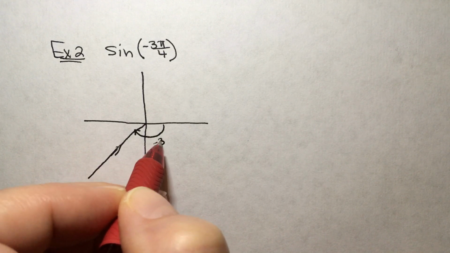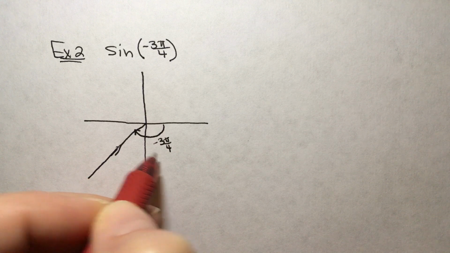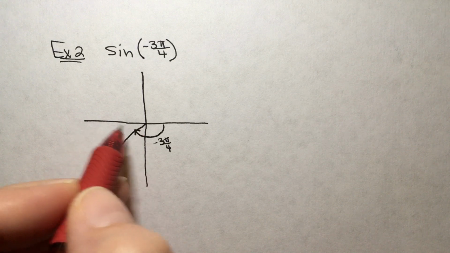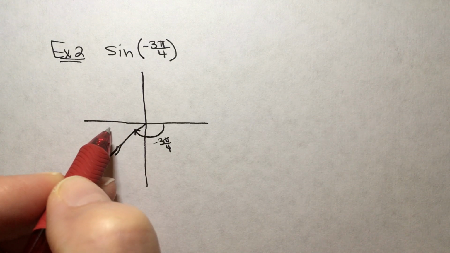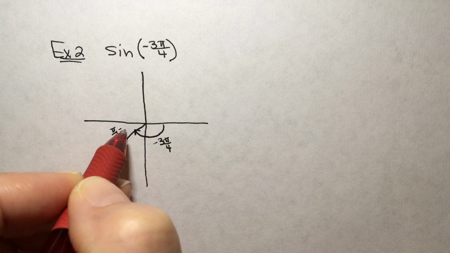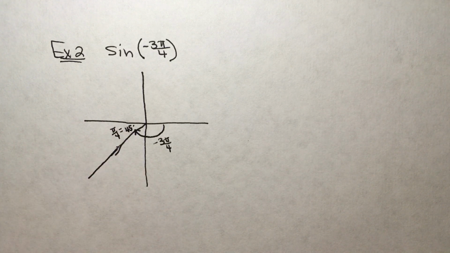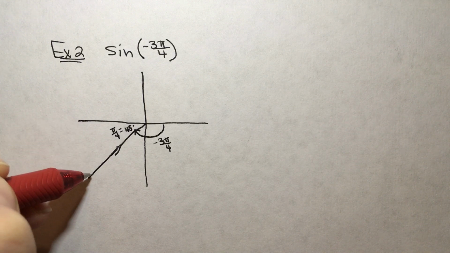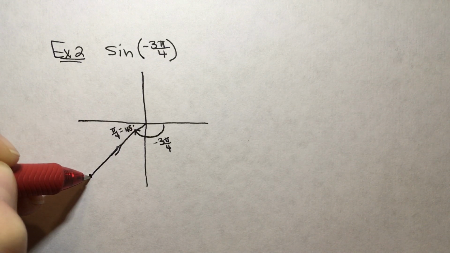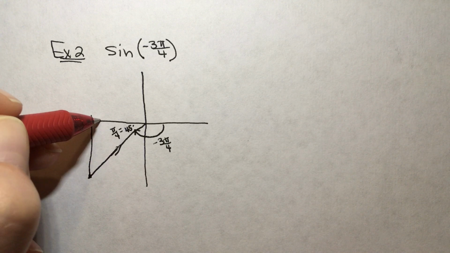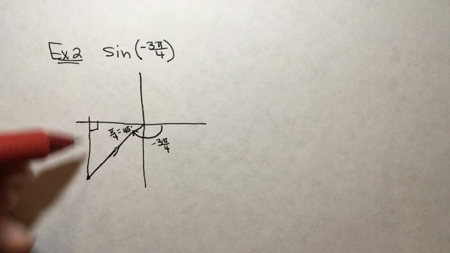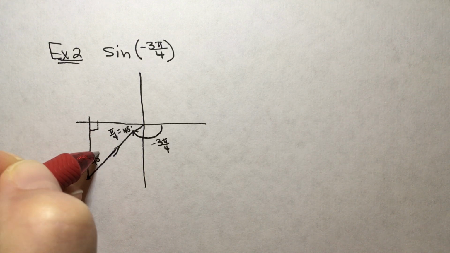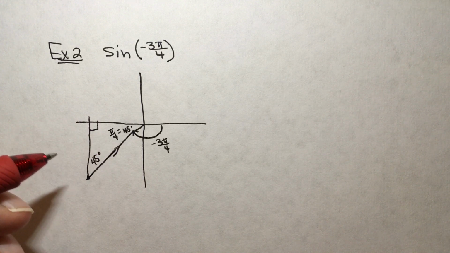So -3 pi fourths is that angle. The reference angle that's left between that terminal side and the x-axis is the other fourth of a pi, so that's pi over 4, which is the same thing as 45 degrees. So our reference angle is pi fourths, or 45 degrees. We're going to pick a point on the terminal side to connect with a perpendicular back up to the x-axis. It's always a vertical, makes a right angle. And we have then a reference triangle that's a 45, 45, 90.